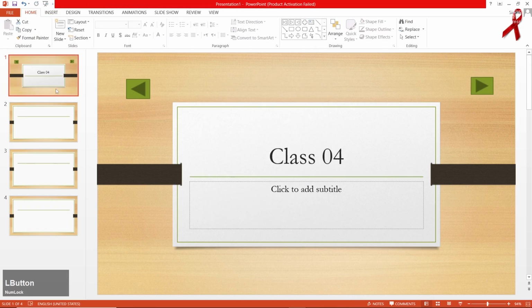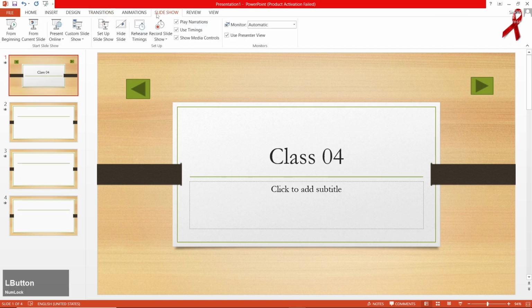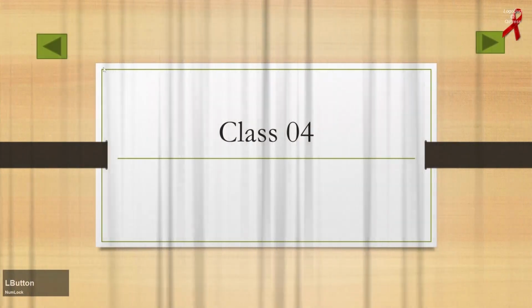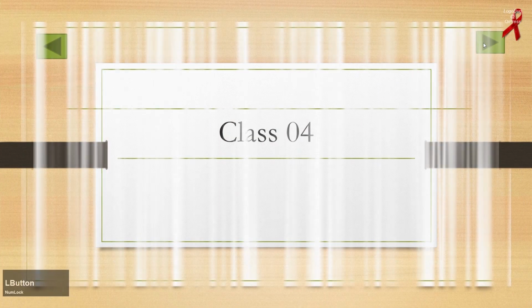What I want to make you understand is how the action button works. What we need to do is go for transitions and apply any sort of transition in order to help you understand. Go for apply to all. This is not what I want to teach you. This is something that is related to the action button. So go for slideshow from beginning. Now we have got 2 action buttons. The moment I click there, it will make me go to the next slide.